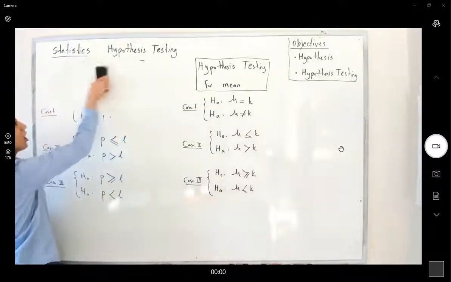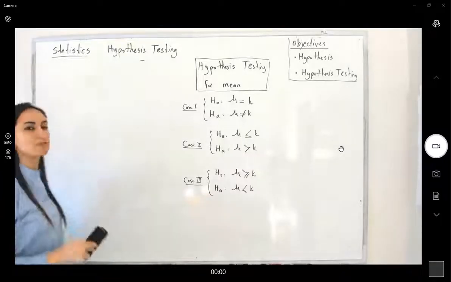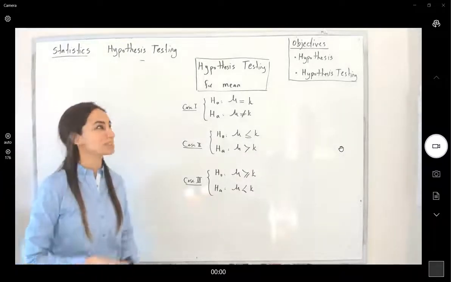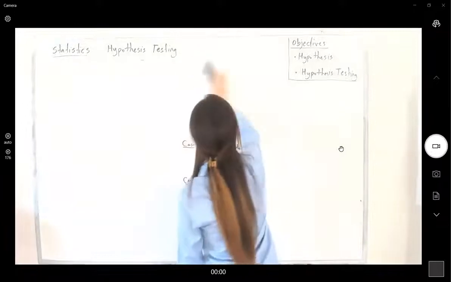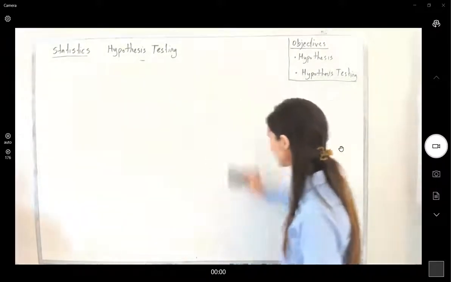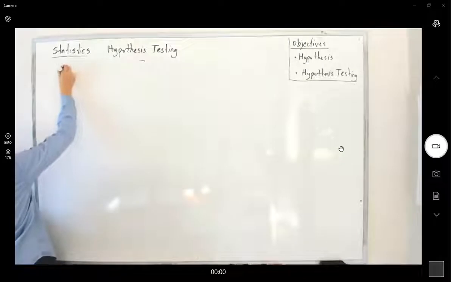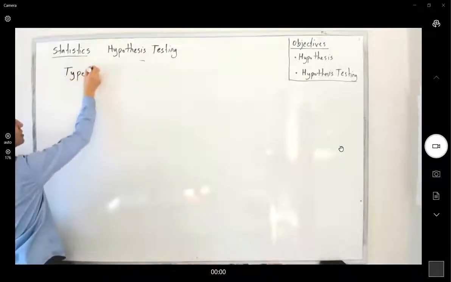So when it comes to hypothesis testing, we might have the chance of making errors. Some errors are serious, some others are not that much. So we have type 1 error and type 2 error.